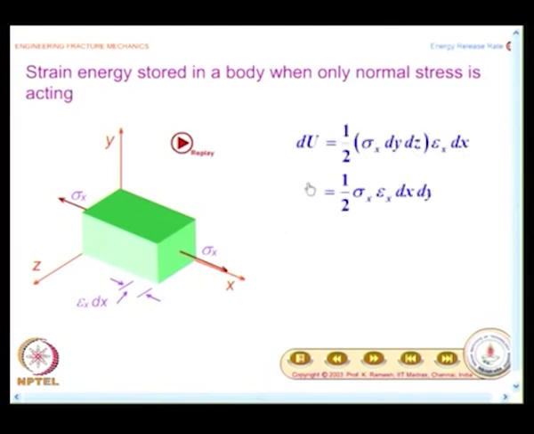So, I have the incremental strain energy given as 1/2 of sigma x dy dz. This is the area on which the stress is acting. So, this gives you the component of force, and epsilon x dx gives the corresponding displacement. And if you look carefully, the incremental strain energy is 1/2 of sigma x epsilon x into dV, and we will develop a similar expression when you have shear stress acting on it.